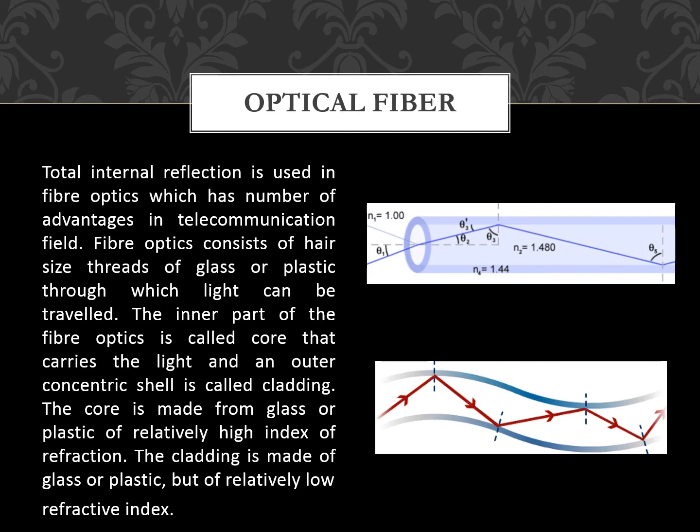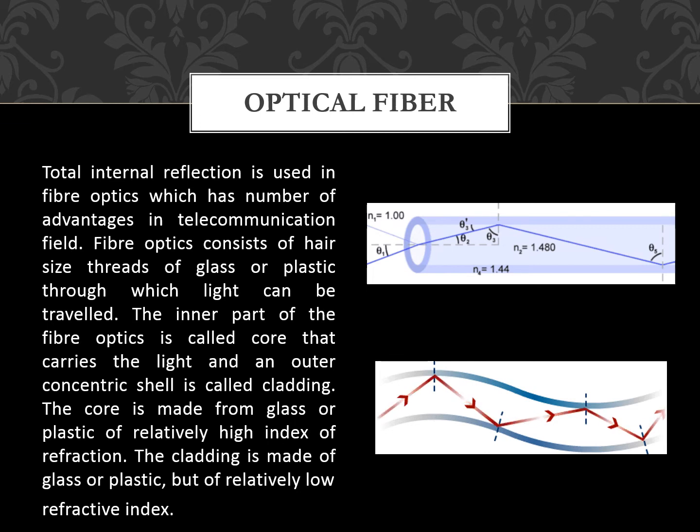Fiber optics consist of hair-sized threads of glass or plastic through which the light can travel. As you can see in the picture, the inner part of the fiber optics is called the core, and the outer surface is known as cladding. The core is made from glass or plastic, as I have already told you, and its refractive index is relatively very high as compared to the cladding.